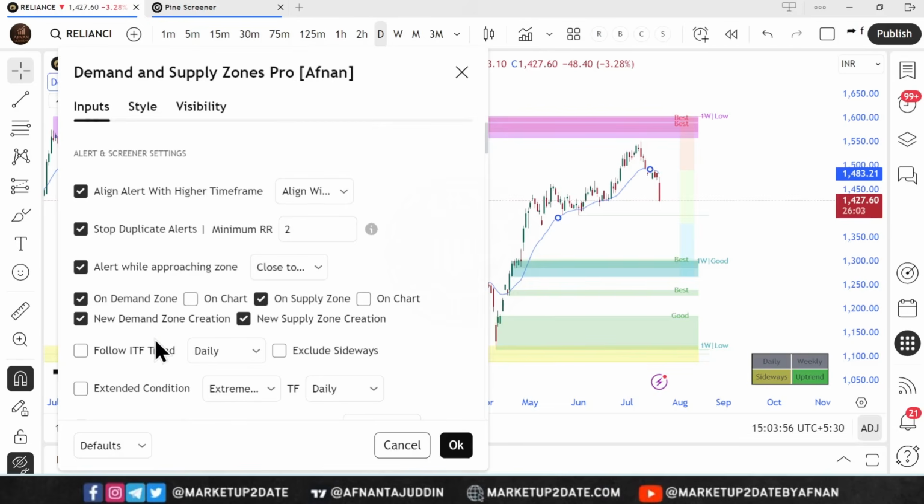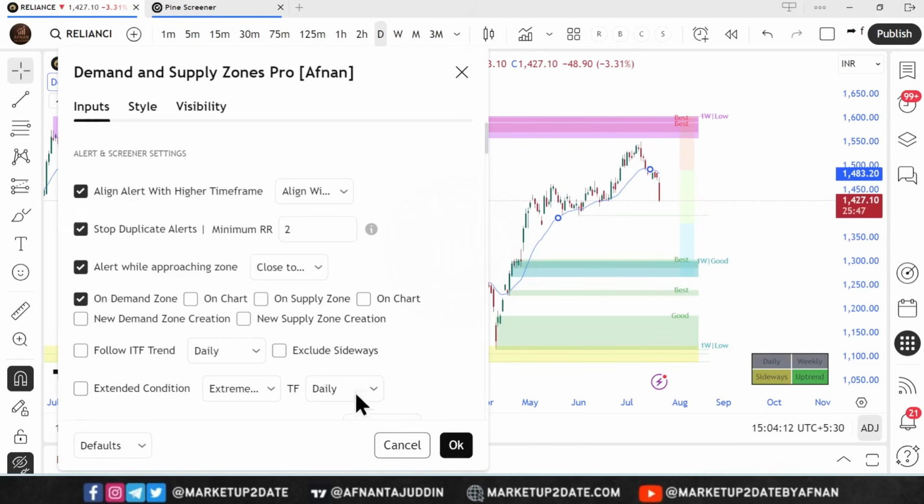Let us say we are looking for demand zones, so uncheck other toggles like on supply zone, new demand and supply zone creation. We will enable the alert for on-demand zone. Crucially, we will check stop duplicate alerts to get only one notification per zone.